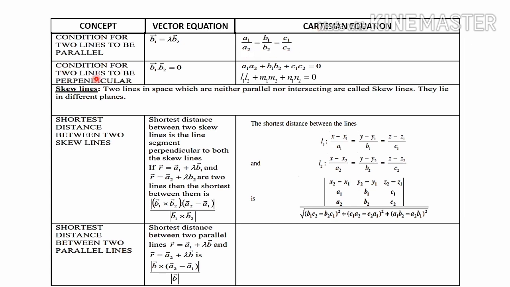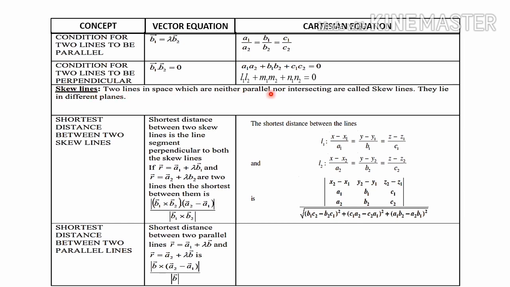Next, the condition for two lines to be perpendicular. If vector equations are given, vector b1 dot vector b2 must be equal to 0. If the equations are in Cartesian form, the condition is a1 a2 plus b1 b2 plus c1 c2 equals 0, where a1, a2, b1, b2, c1, c2 are the direction ratios. Instead of direction ratios, if direction cosines are given, l1 l2 plus m1 m2 plus n1 n2 is equal to 0. Next, we learn about skew lines.